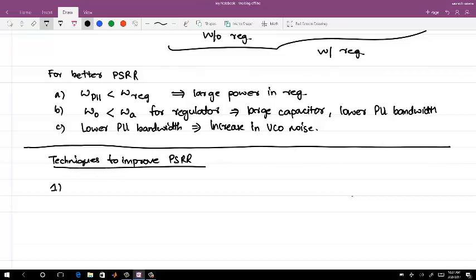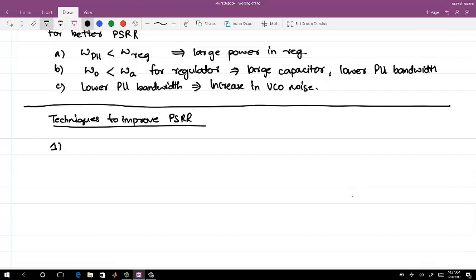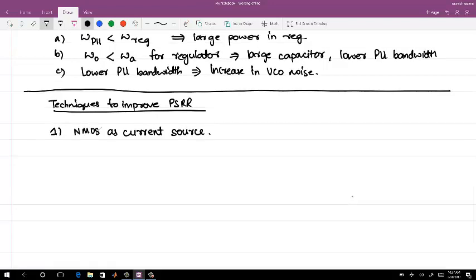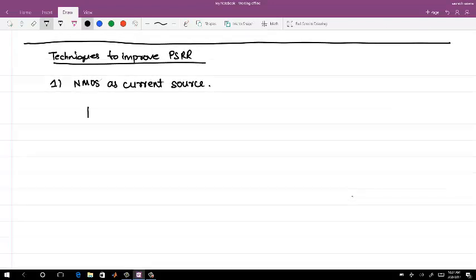So the first one is, in place of the PMOS which we have used as a current source, we can use an NMOS transistor as current source, which we have seen actually gives you a better PSRR from VDD to V control of the VCO. Okay. So let's see that. VDD.